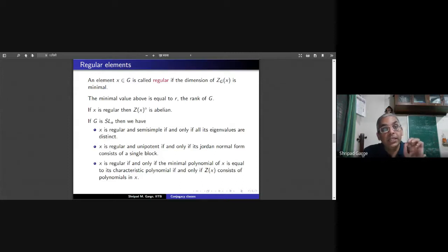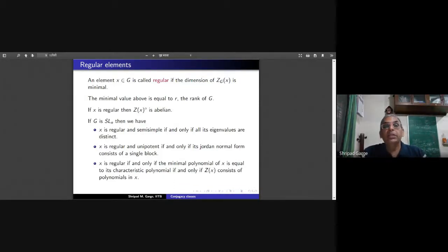Further, if your X is regular and unipotent, this is something we have done for SL2 and SL3. We did not do it in general, but I asked you this in the last but one question: X is regular and unipotent if and only if its Jordan normal form consists of a single block. So you have ones on the diagonal and ones on all the superdiagonal entries. An element being regular and unipotent in SLN is equivalent to having a Jordan normal form of this type.